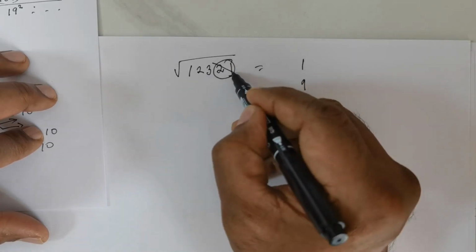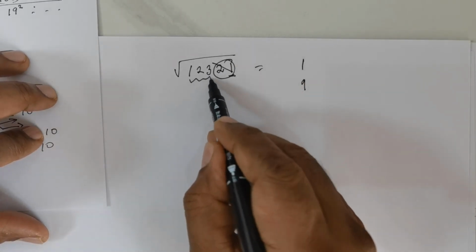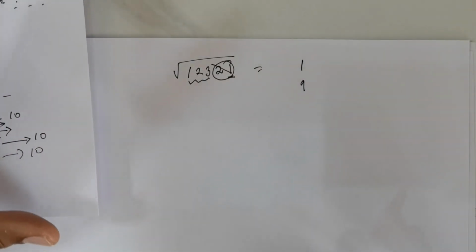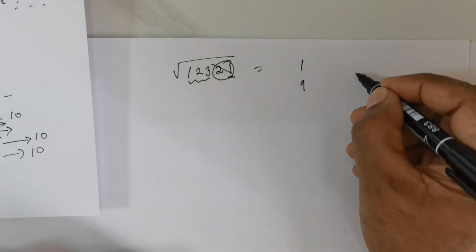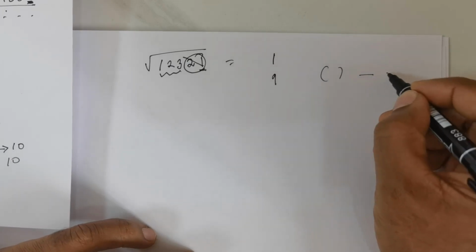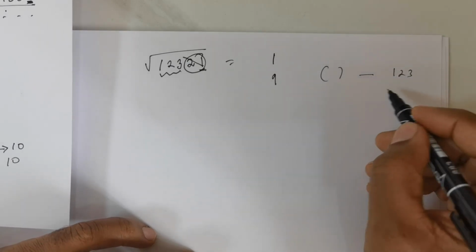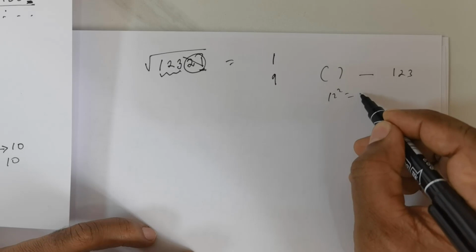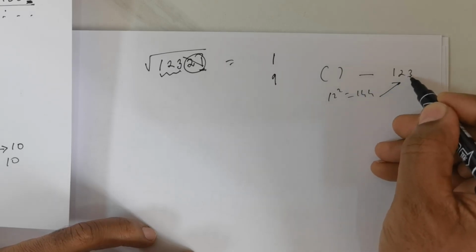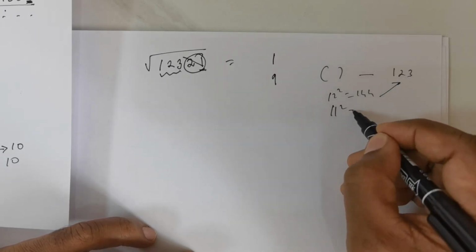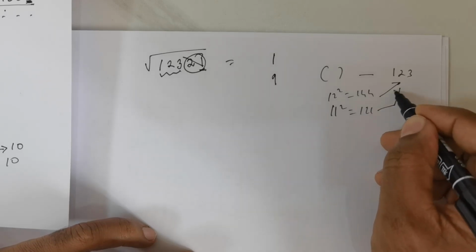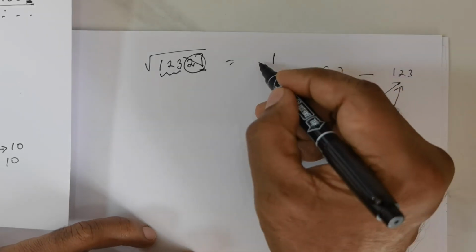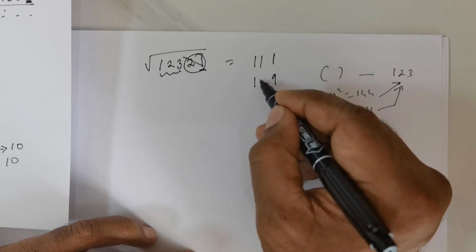So you cancel this off. Now you have 3 digits. Now take the 3 digits as a whole. Now the question is, choose a number whose square is very close to 123. Now 12 squared gives me 144, which is not close to 123. But 11 squared gives me 121, which is closer to 123. So I can place 11 here.